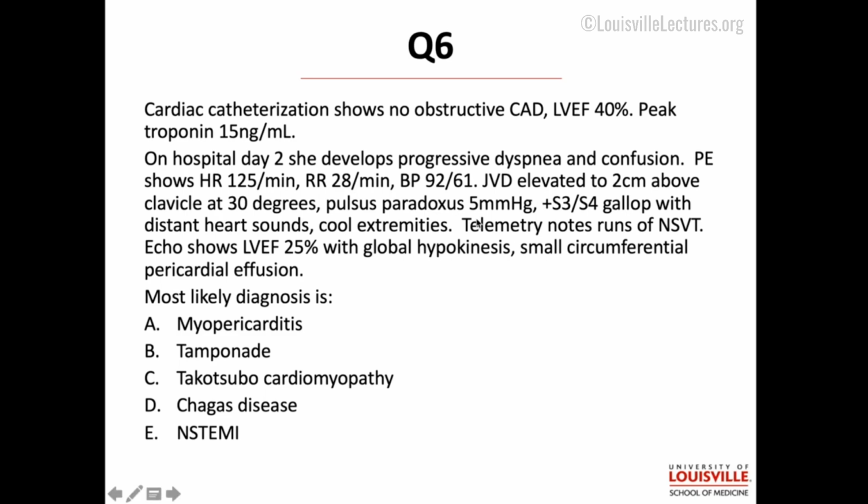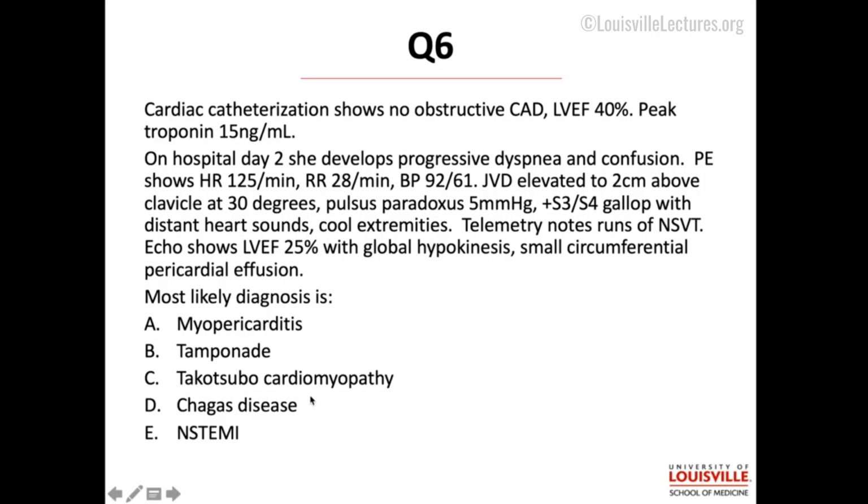The pulsus paradoxus of 5 millimeters of mercury, that's actually normal. We want it to be 8 or less. So that takes tamponade off the table, although you may have been tempted to think of that. Takotsubo cardiomyopathy is taken off the table because she's got global hypokinesis instead of that apical akinesis that I mentioned.